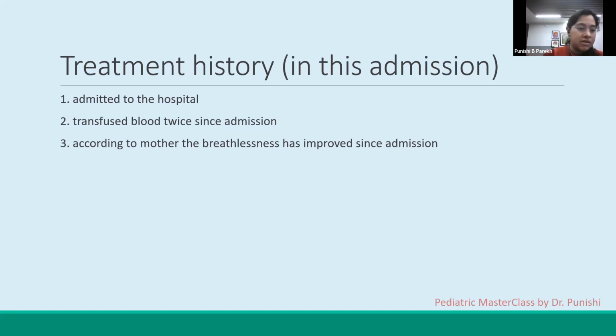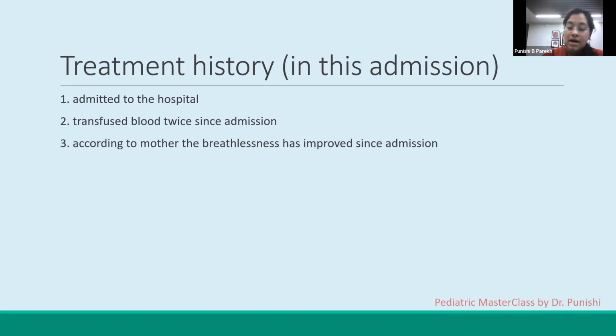So the child has already been admitted, has received 2 transfusions, and according to the mother, the breathlessness has improved since admission. So most likely the blood transfusion has relieved the breathlessness. Most likely it was severe anemia with congestive cardiac failure that led to the breathlessness, and after the transfusion, the child has improved. Treatment history gives you a lot of information as to what has happened since admission, whether there has been improvement or not, and what really led to the improvement. In this case, it was blood transfusion which improved the condition.